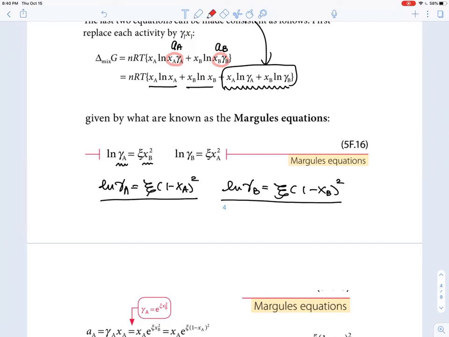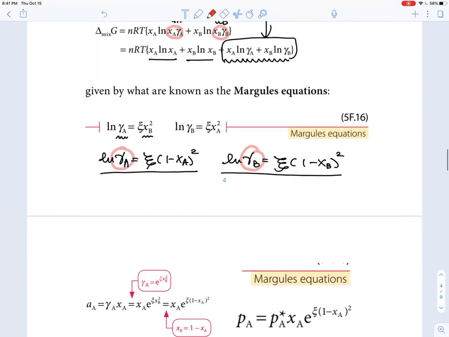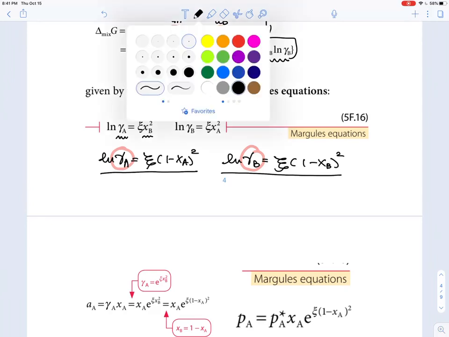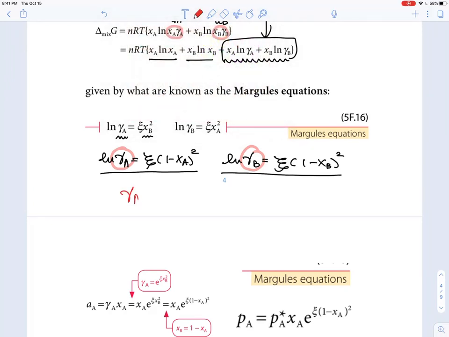and all of a sudden we start to have a better understanding about this constant related to the activity, which is a ratio. Do you remember that? For example, the gamma A was what? PA divided by PA star times XA. So that's what the value is supposed to be.